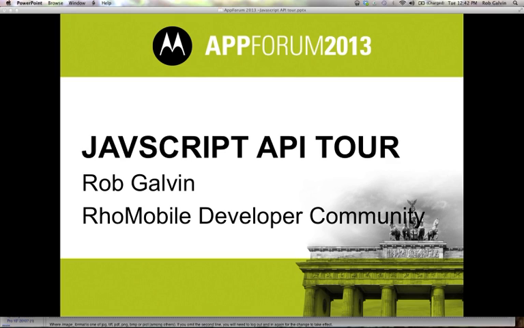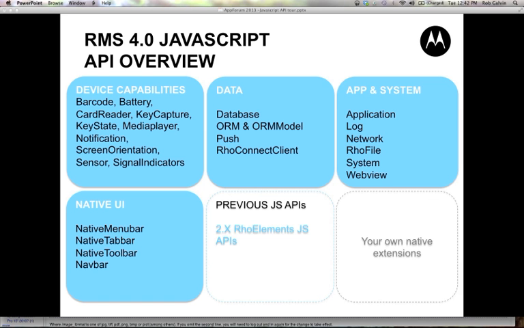So today we're going to go over the RhoMobile Suite 4.0 JavaScript APIs and kind of give you a tour of what's new for our JavaScript support. So for version 4.0 of RhoMobile, we really had a strong emphasis on JavaScript. In previous versions, we've had JavaScript support in a variety of different forms.